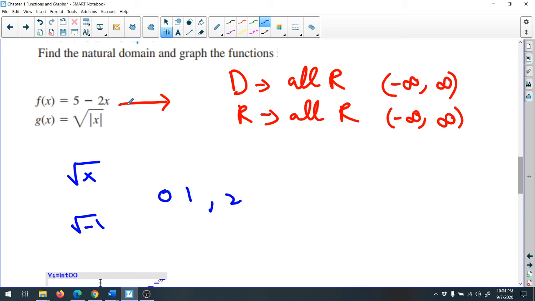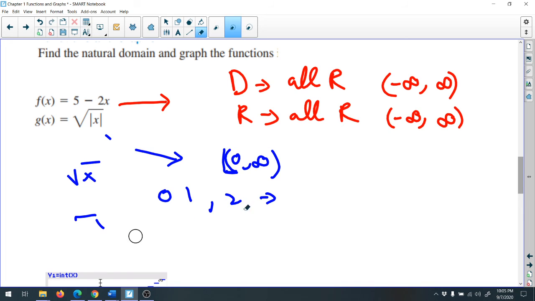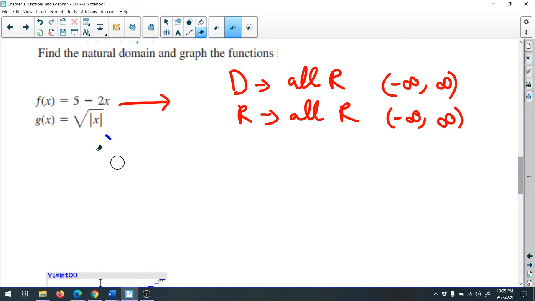But for this case, you have an absolute value. I have seen this in a test, and some students give me this. They say, okay, for that, the domain is from 0 to infinity. This would be right if there were no absolute value here. I'll tell you why now. So how do you respond to this question? Find the domain and range of the square root of the absolute value of x.